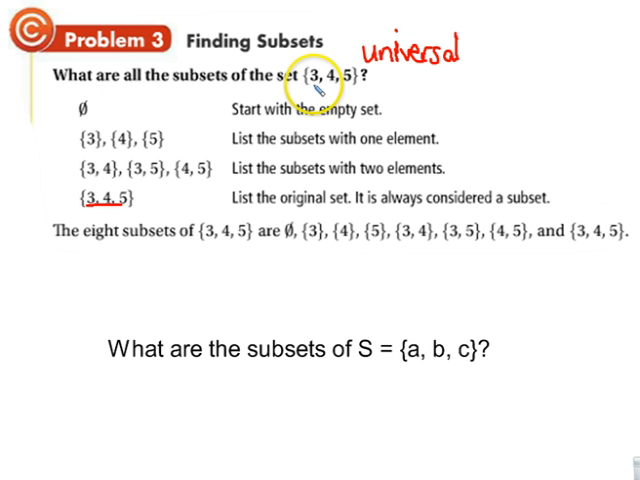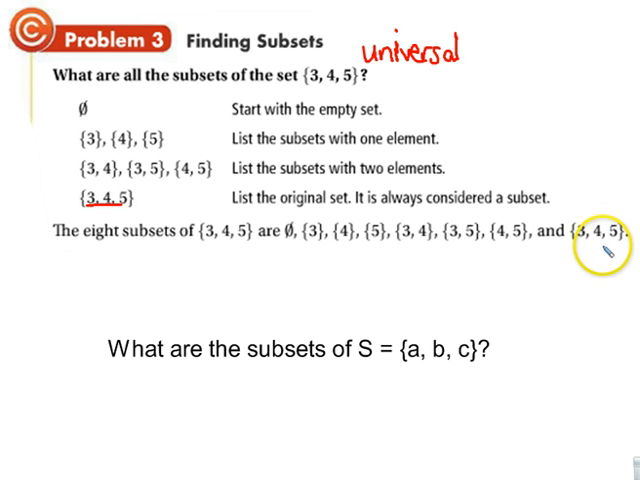Okay. So we're doing it systematically. We're starting with the entire thing, and then we're breaking it down based on 2 items in the subset. Then we're doing 1 item, and then we're always going to remember to do no items. So that would be the empty set. So therefore there are 8 subsets of {3, 4, 5}. They are the empty set, the subset {3}, {4}, {5}, {3, 4}, {3, 5}, {4, 5}, and the original set, {3, 4, 5}.